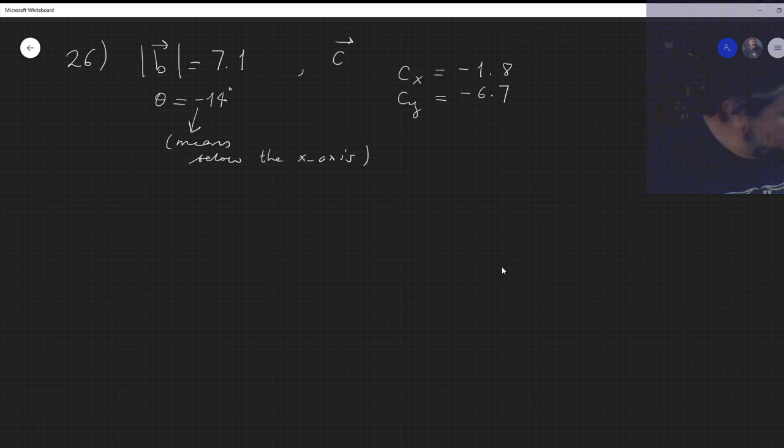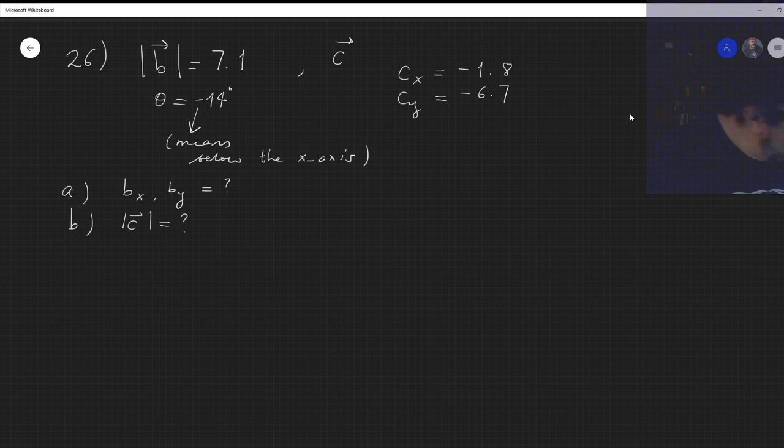Compute the x and y components of B. So for part A, find the x and y components of B. And for part B, the magnitude and direction of C. What is the magnitude of C?